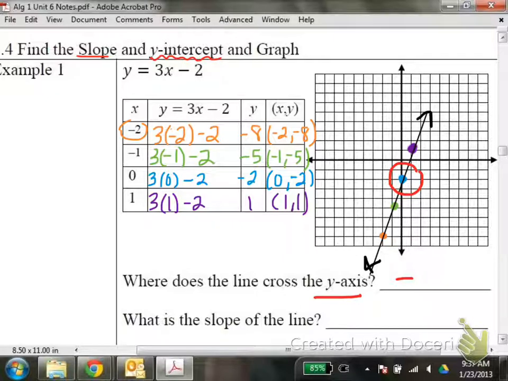To find the slope of the line, we're going to pick 2 points. Why don't we pick the blue point and the purple point? Are you guys okay with that? Looking at the blue point, do I count up and down first or right to left? Up and down. So how many spaces up do I have to go? 3. How many spaces to the right? 1. So my slope is 3 over 1, which is the same as 3.